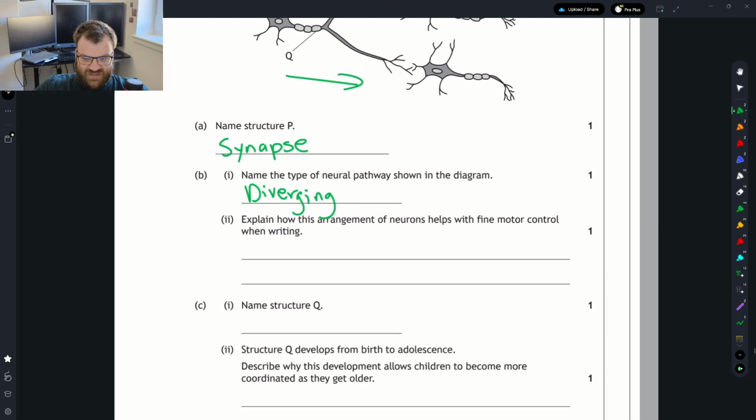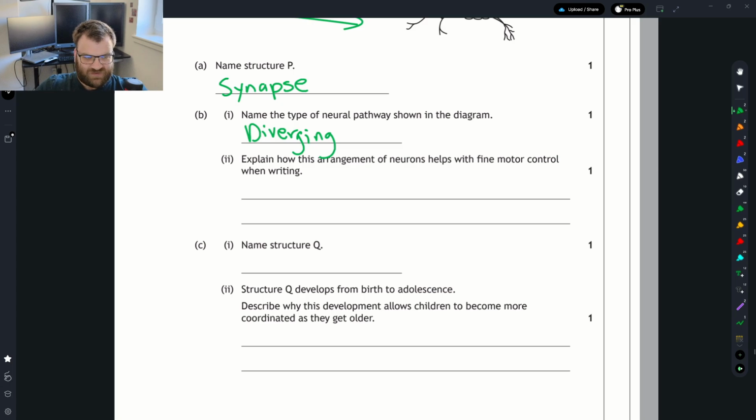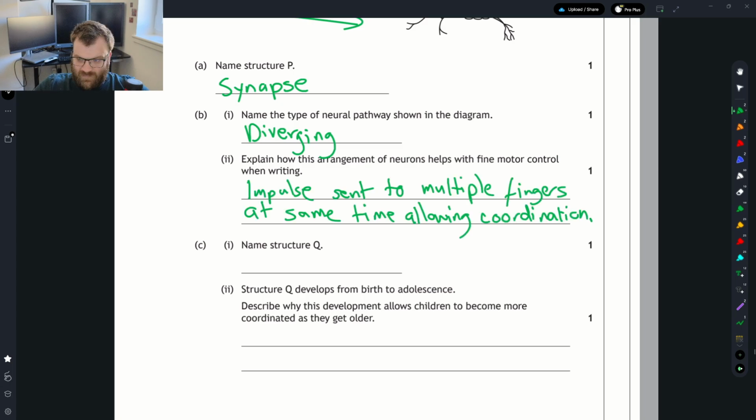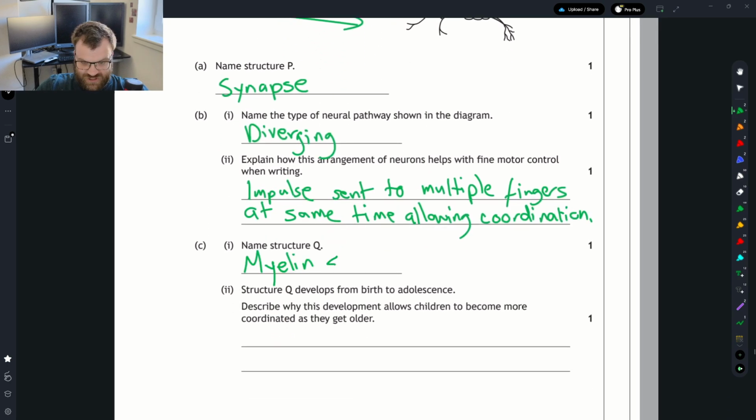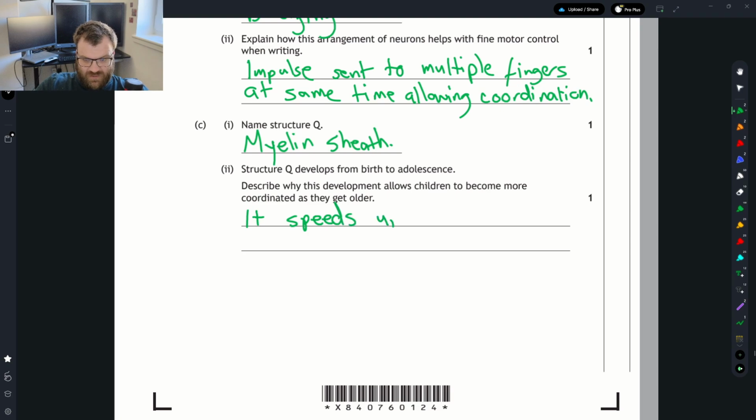If it was coming together, it would be converging, and if it kept flowing back the way, that would be reverberating. How does this help with fine motor control when writing? So with the hands, a single impulse can control multiple neurons and allow each finger to move individually. Whereas if each one was done individually, then there'd be a bit of a delay between one finger moving and the next one.